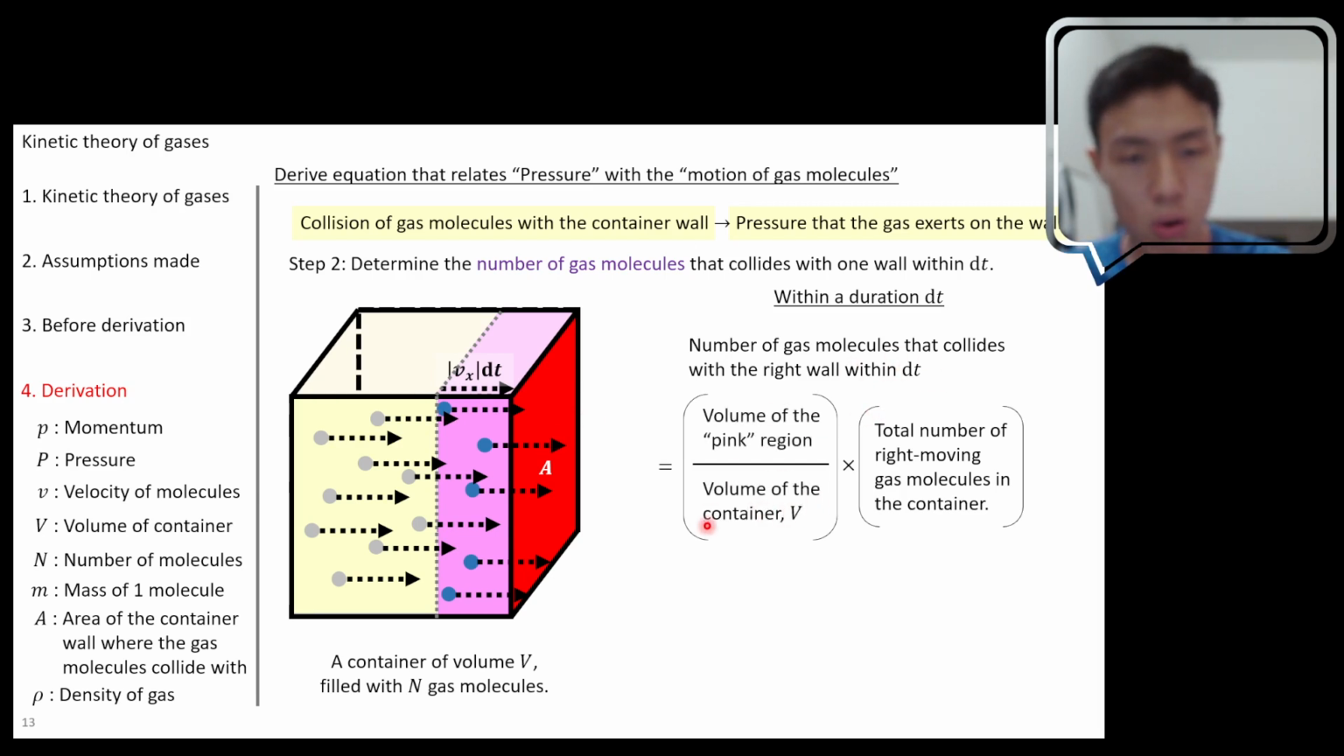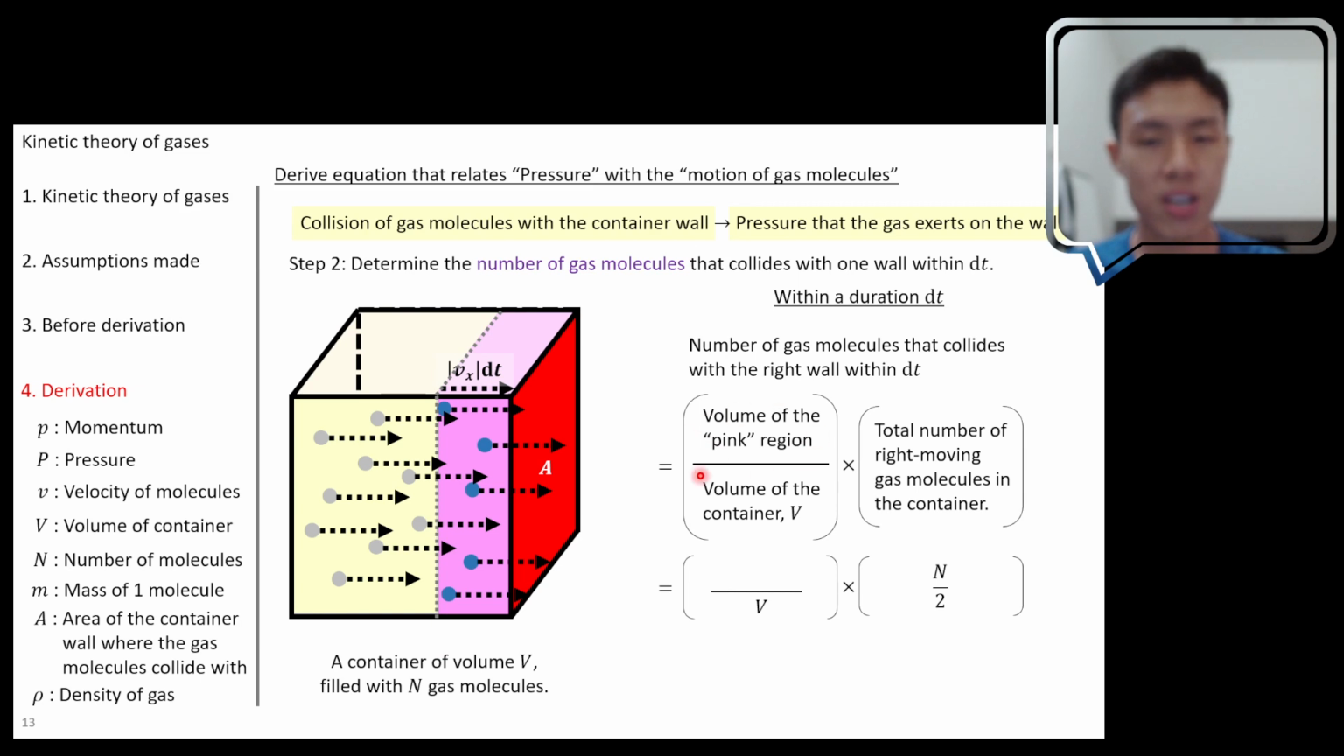Okay, so you get the whole volume of the container as the denominator, which is yellow plus pink. Then you get the volume of the pink region as the numerator. So from there, you get a fraction that shows you how many percent of the total amount of gas molecules moving to the right will be hitting the wall. Okay, so we know that the total number of gas molecules moving to the right is half, because half of them are moving to the left, half of them are moving to the right. Then the volume of the container is just V, the volume of the whole container.